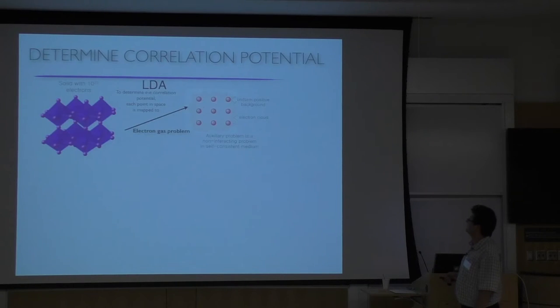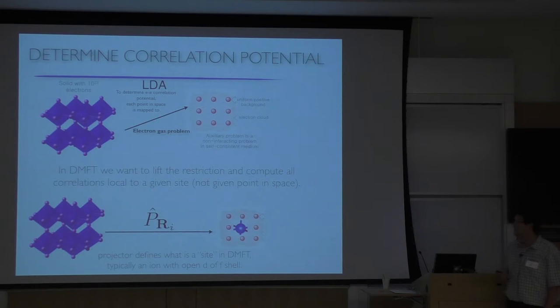Projector-dependent approximation. Now, to give some overview, in density functional theory, in order to calculate the electron-electron correlation potential, we map each point in 3D space to a problem of electron gas. That's what we are doing, actually. And what we want to do in DMFT is to lift this restriction a little bit and say that instead of mapping each point in 3D space to an electron gas problem, we want to map each atom to a quantum impurity problem. So we want to lift this restriction, not point by point, but atom by atom, maybe cluster by cluster. But clusters are very expensive to do nowadays. But hopefully in a few years, even clusters are going to be easy.